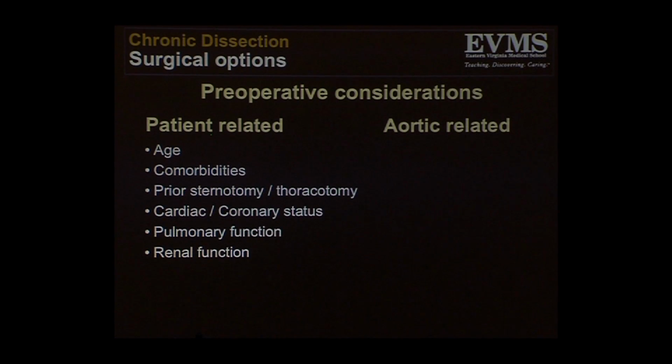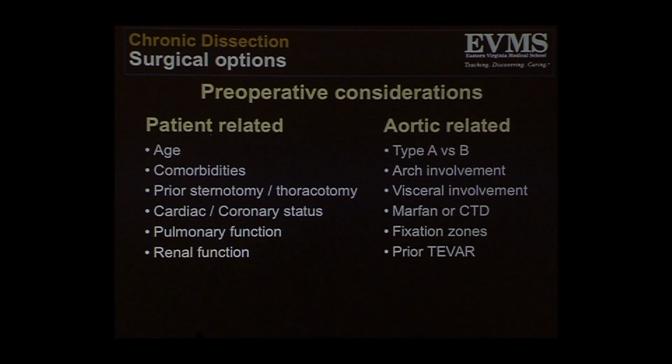For patient-related considerations: age, obviously, and comorbidities. If the patient had a prior sternotomy or prior thoracotomy, that will also modify the way we consider taking care of these patients. Cardiac and coronary status, pulmonary and renal function. For aortic-related considerations: is the chronic dissection from a type A, not from a type B? The arch involvement, the visceral vessel involvement. If a patient has Marfan or any other CTDs, the fixation zones need to be considered carefully.